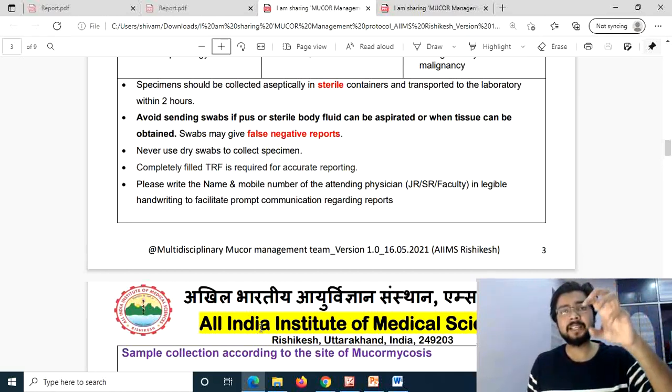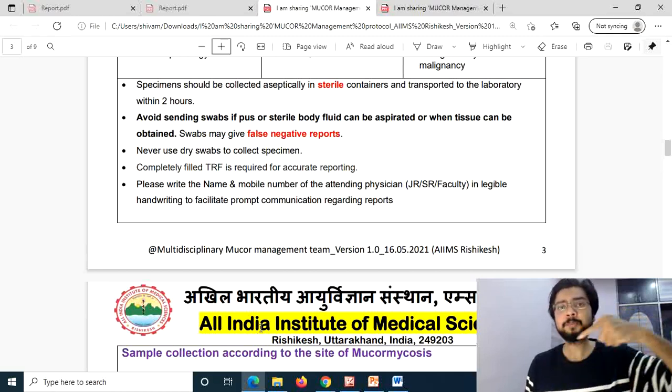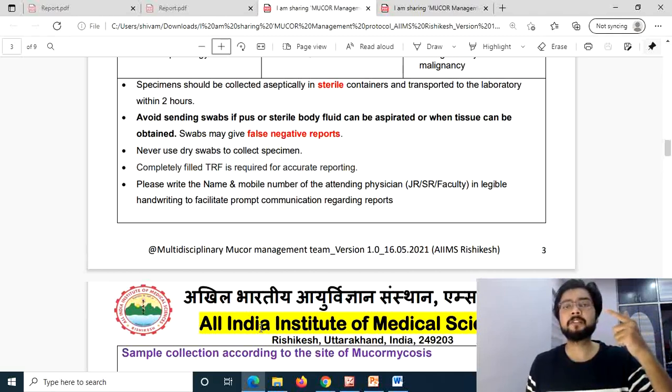When there is some secretion, when there is some pus, the best sample is aspirate. Aspirate that fluid, aspirate that pus and send it for the fungal staining, culture and histopathology. That is the best. Don't take a swab from the pus. Don't take a swab from this collection, right, because this will give you a false negative report.